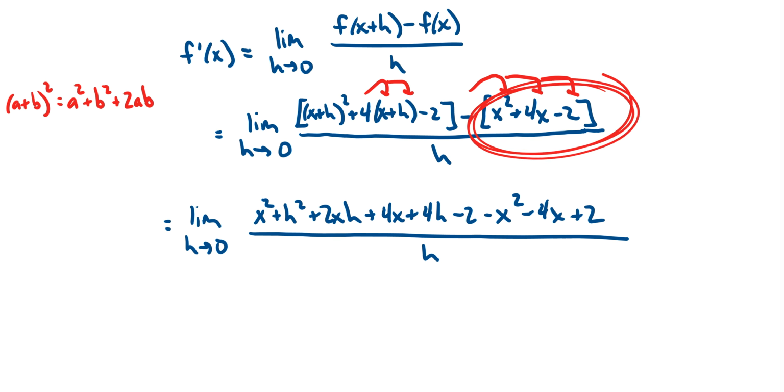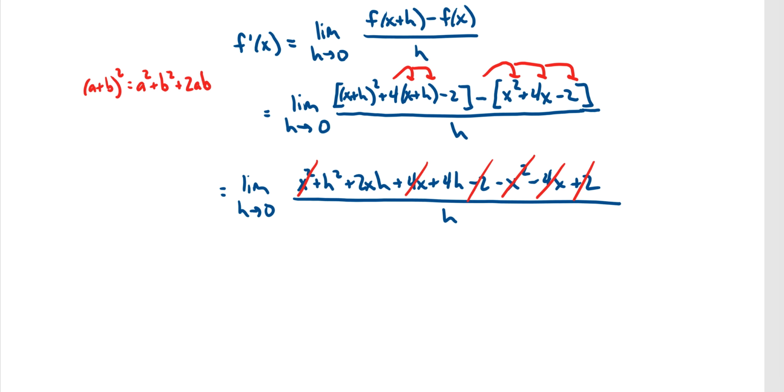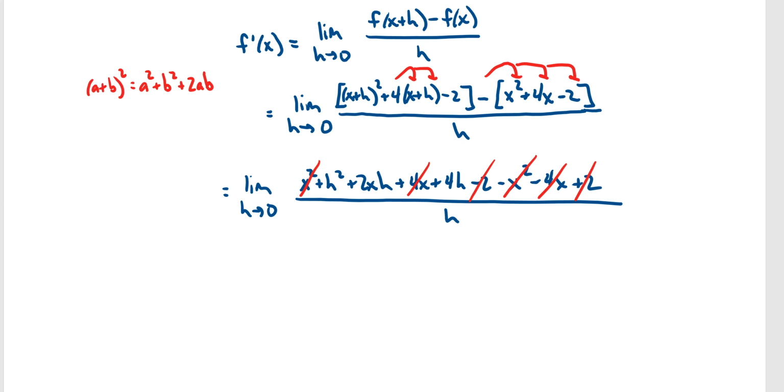Remember, every time this is a polynomial, it will completely cancel off. x squared minus x squared is gone. 4x minus 4x is gone. Negative 2 plus 2 is gone. That'll happen every single time we're working with a polynomial. And we have limit as h approaches 0. We have h squared plus 2xh plus 4h left in the numerator. And this is a lot better now, right?